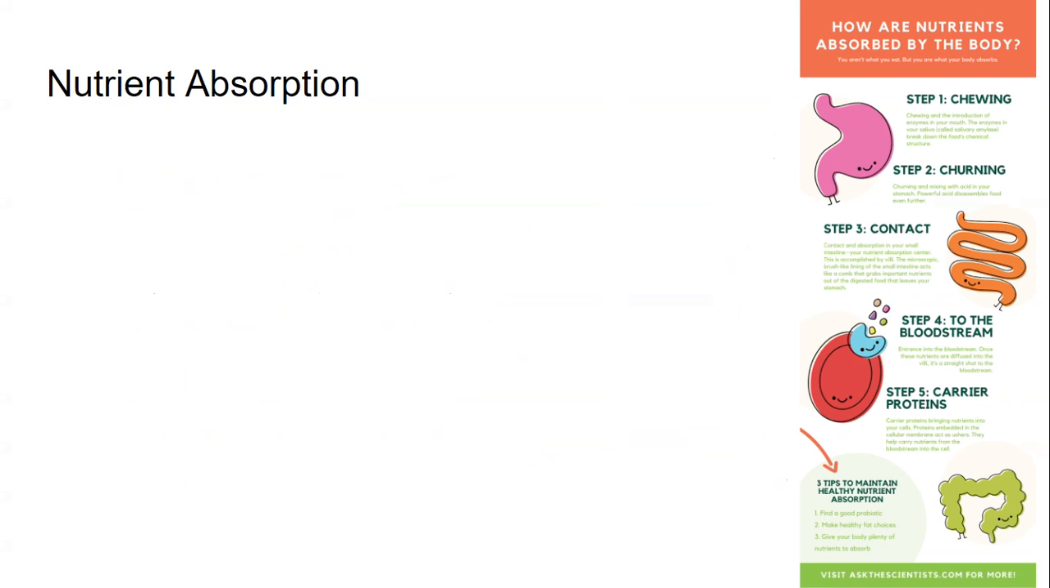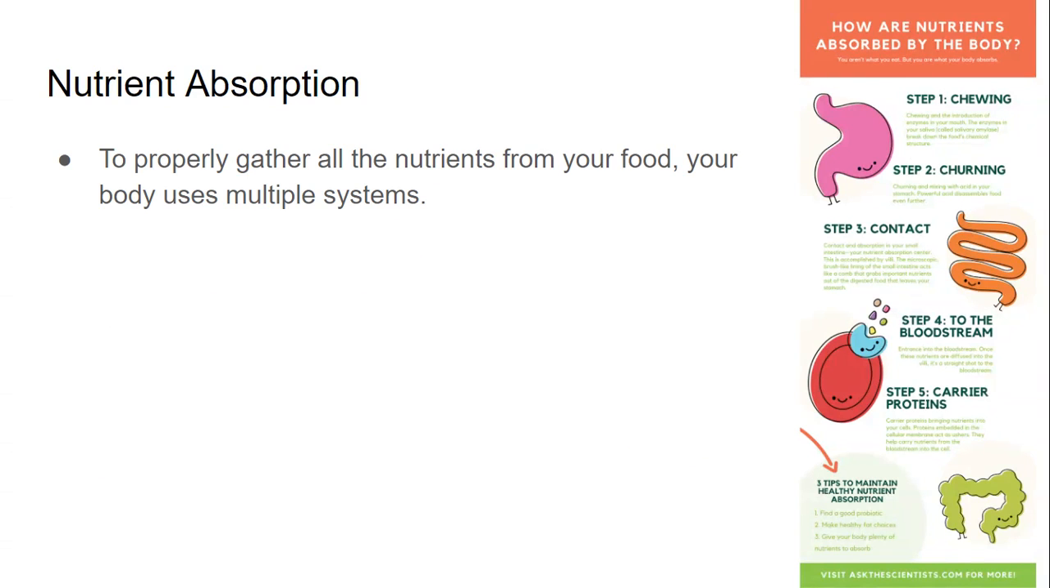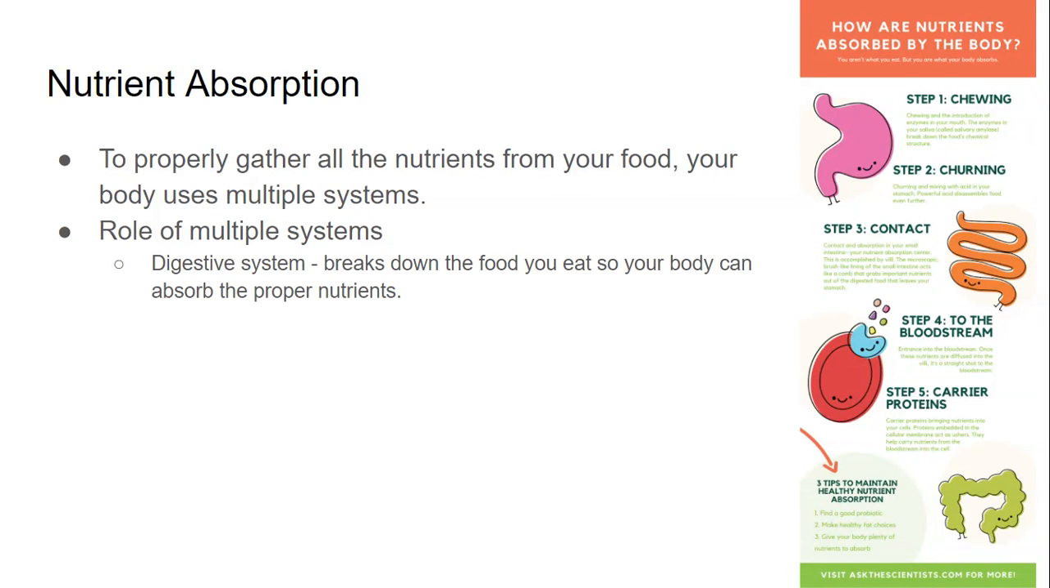So we'll also look at nutrient absorption. So to properly gather all of the nutrients from your food, your body is going to have to use multiple systems as well. The first system that we'll look at is the digestive system. So obviously this is the one that breaks down the food that you eat so your body can absorb the proper nutrients. If the food is not broken down, then you won't be able to absorb all of those nutrients that are present within the food that you're actually eating.